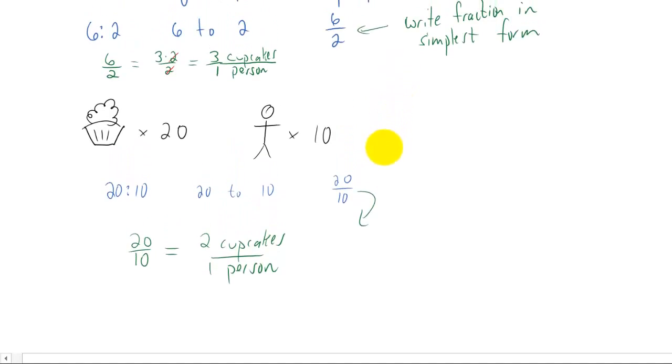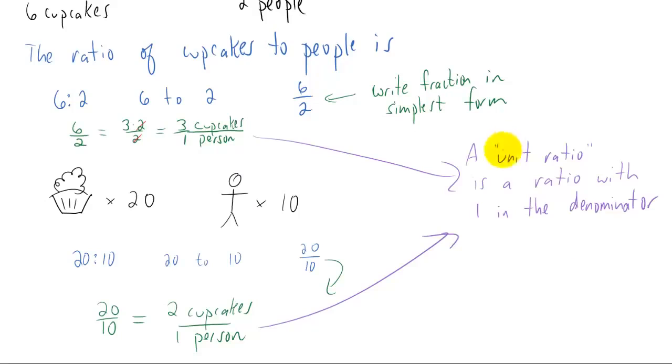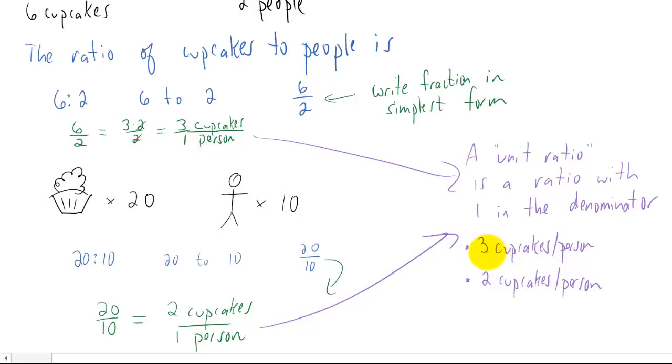Let's go back up. In our last scenario, we ended up finding out that we had 3 cupcakes per person. And in our party scenario, we found out that we have 2 cupcakes per person. So finding our ratio as a fraction with 1 in the denominator is pretty helpful because we can tell in which scenario we have more cupcakes per person. So just a little vocabulary for you. A unit ratio is a ratio with a 1 in the denominator. And as I said, these are pretty handy ratios because they allow us to compare 2 or more different situations. In this example, we came up with unit ratios of 3 cupcakes per person and 2 cupcakes per person.